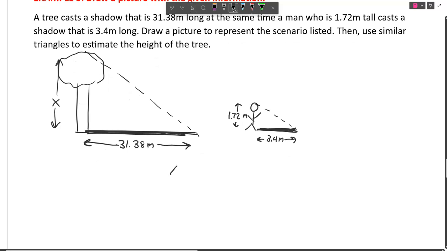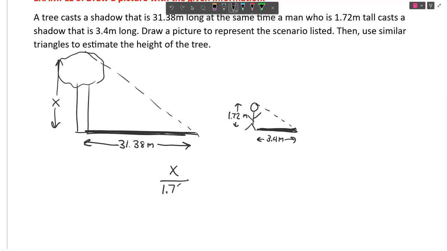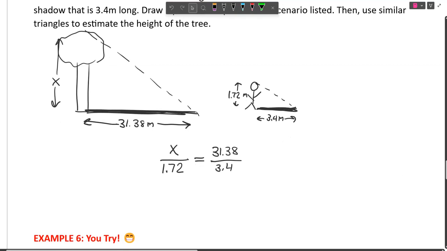I typically like to do the height of the tree as x, and then write that as a ratio over the height of the person, 1.72. We set that equal to, now we come back to the tree and pick 31.38 as the shadow of the tree over the shadow of the person. So we're matching corresponding sides to each other. We'll go ahead and do that cross multiplication.